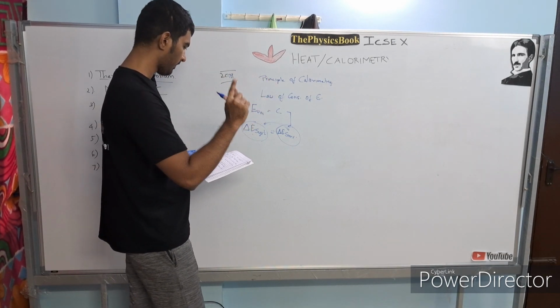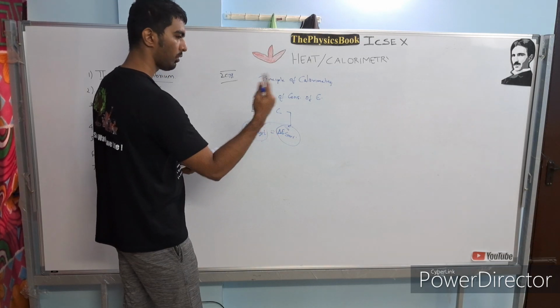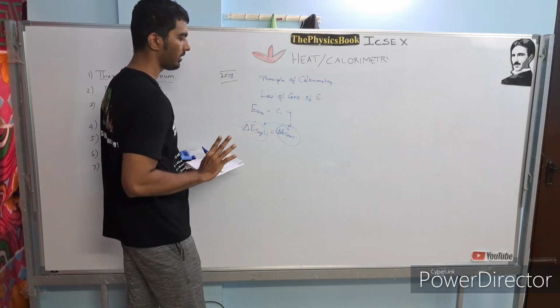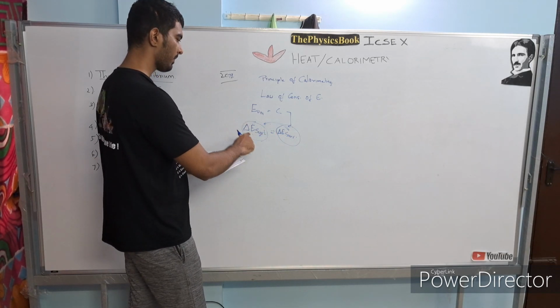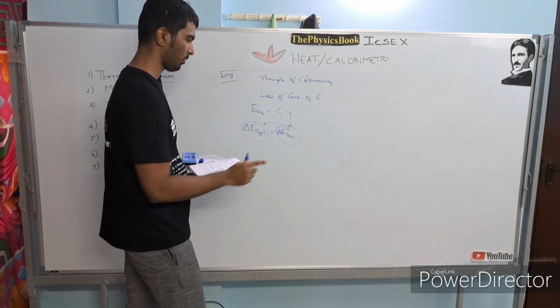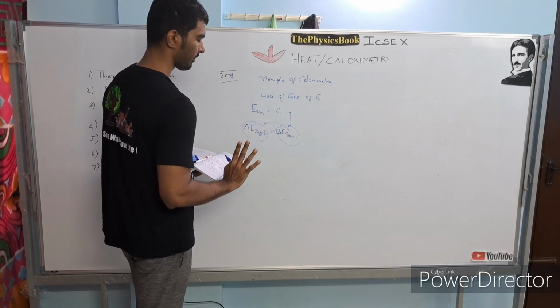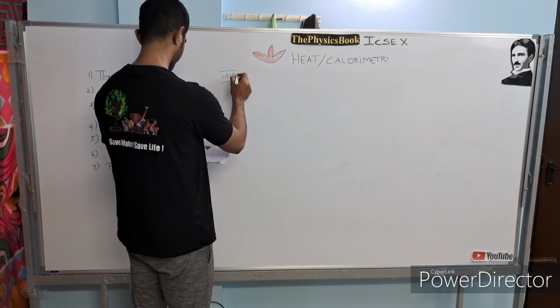What does that mean again? Energy gained by the system will always be equal to energy lost by the surroundings. If you put it the other way, energy lost by the system will always be equal to energy gained by the surroundings. So whatever is lost here should be gained by someone. So that is the core principle of calorimetry. Then there is a question.